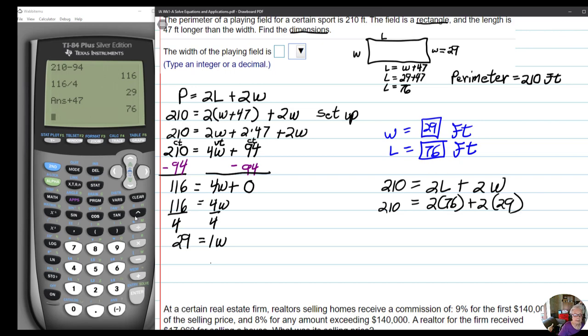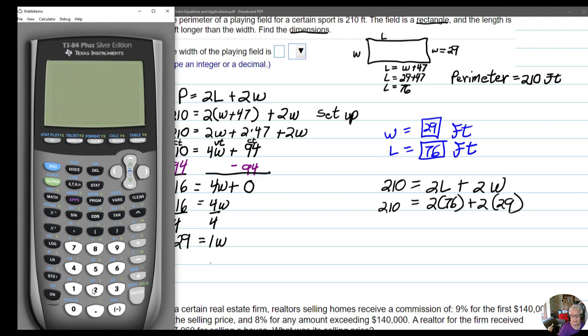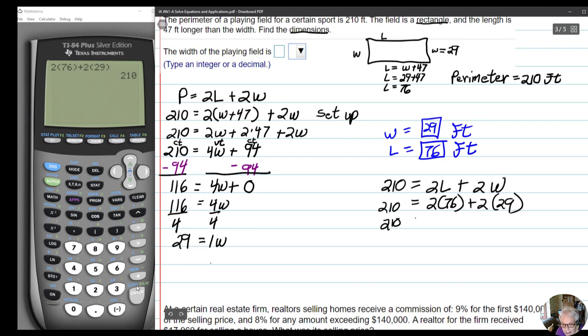Watch what I can do in the calculator. I mean, if I can do it, you can do it. That's why I'm showing you this. 2 parentheses 76 close parentheses plus 2 parentheses 29 close parentheses. This is just what I wrote over here. Enter. It's 210. So 210 equals 210. Is 210 the answer? No. 76 and 29 are the solutions to this problem. But it is true that 210 does equal 210. So if this is true, then these are true.